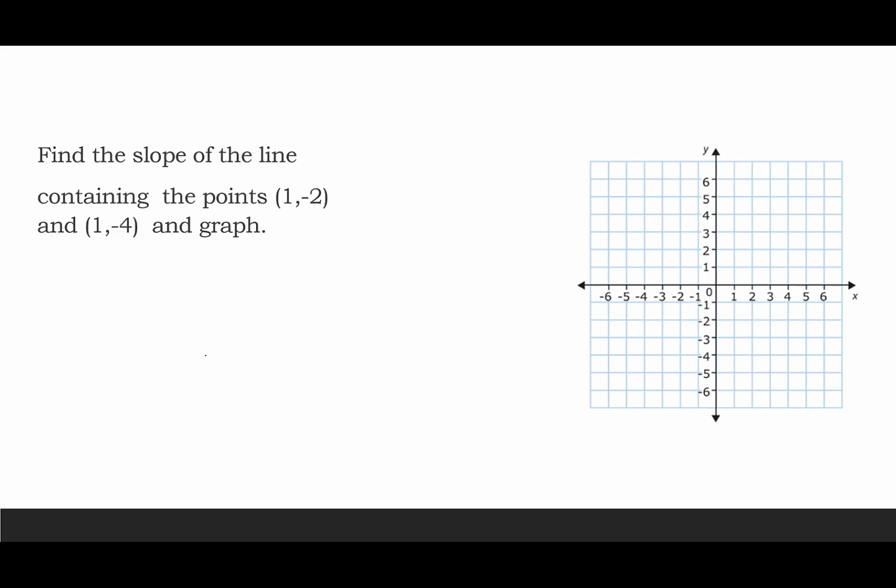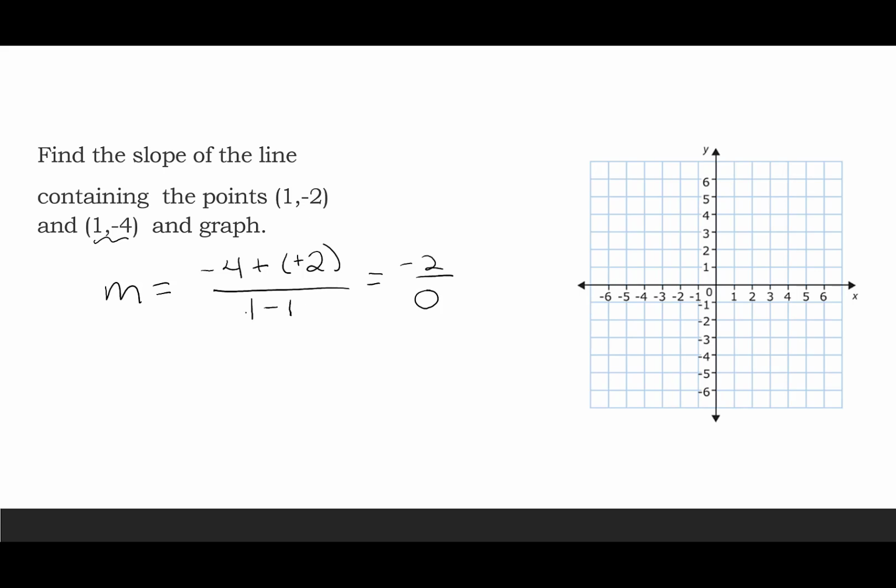Let's find the slope of a line containing the points 1, -2, and 1, -4. Again, I have my slope. I think you know I'm going to pick 1, -4 as my second point. So I'm going to have -4 minus, I'm going to put parentheses around the -2, and I have 1 minus 1. In the numerator, I'm going to make that negative a positive. -4 plus 2 is -2. In the denominator, 1 minus 1 is 0.